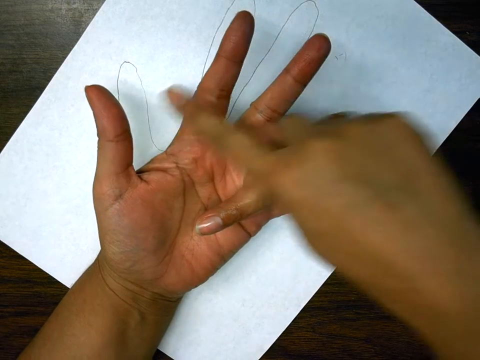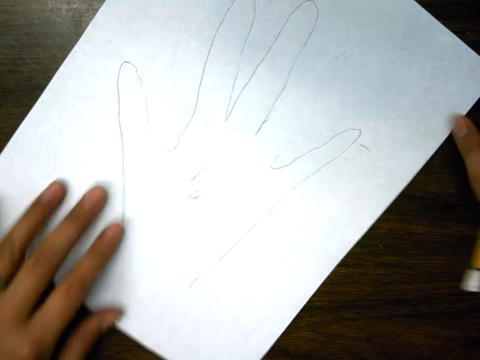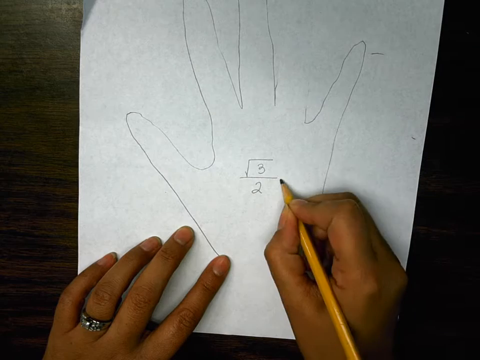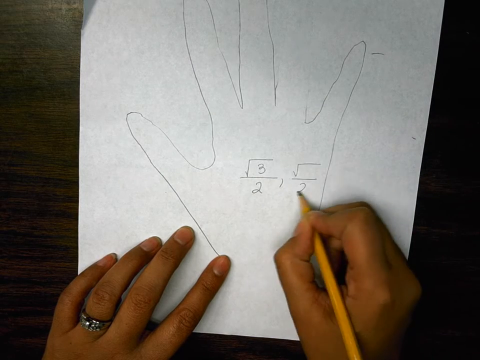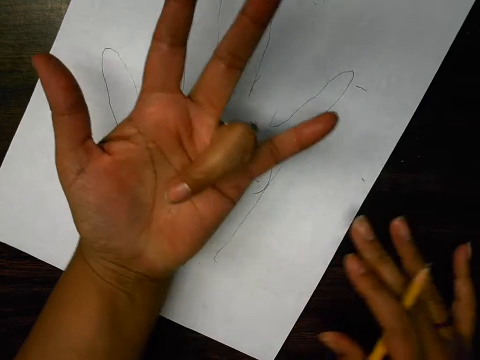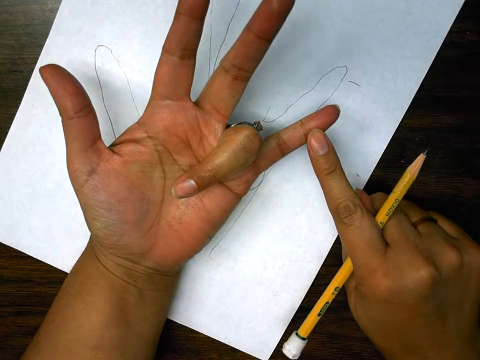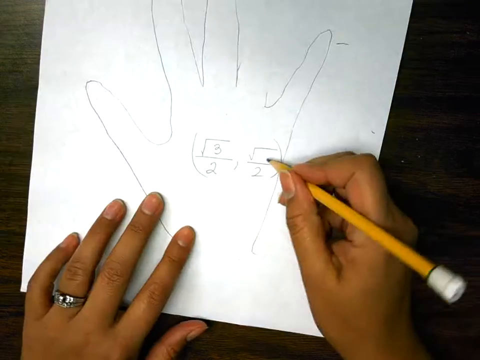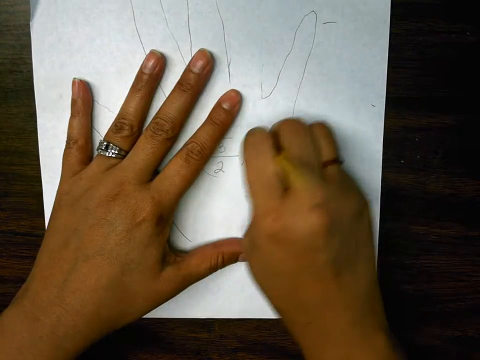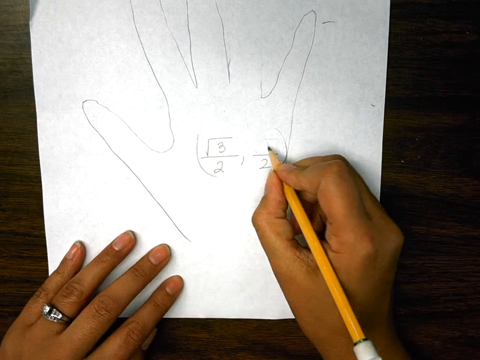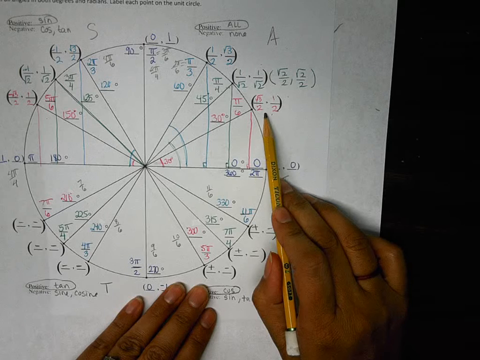What's the x? 3, so it's root 3 over 2, root blank over 2. This is going to be what? 1. Root 1 over 2. What's the square root of 1? 1. Is that the same as just 1? Yeah. All right, so root 3 over 2 comma 1/2. And is that the ordered pair that we have here for the 30?